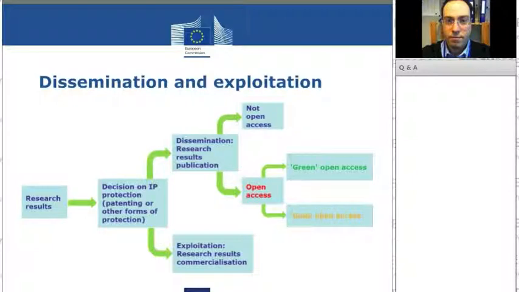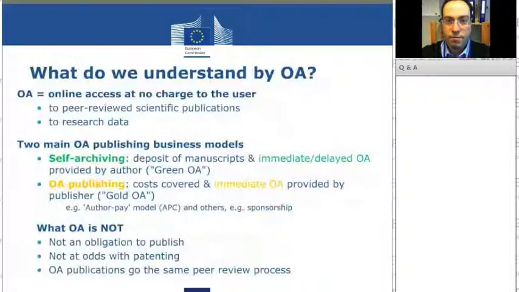We also like to stress, now this is the third point under what open access is not, that open access publications go through the same peer review as the more traditional ones. Why? Because in the self-archiving, in the green way, you deposit in the repository the peer-reviewed publication, the peer-reviewed manuscript. And when you do the direct route with the gold model, you publish directly, it is also peer-reviewed.